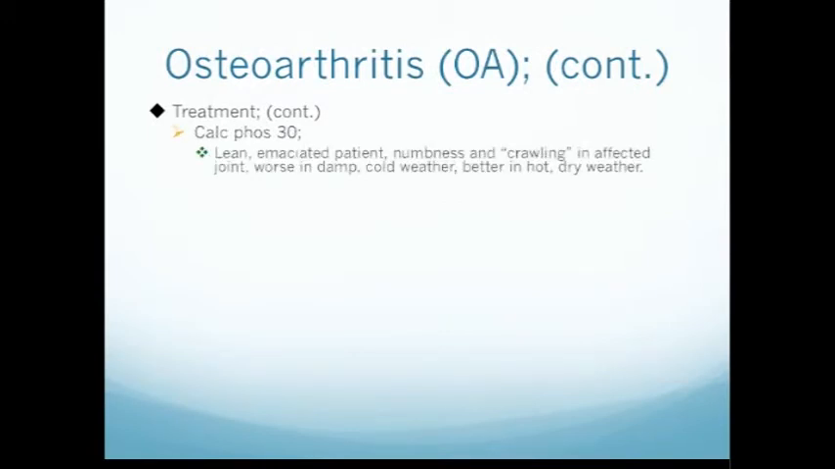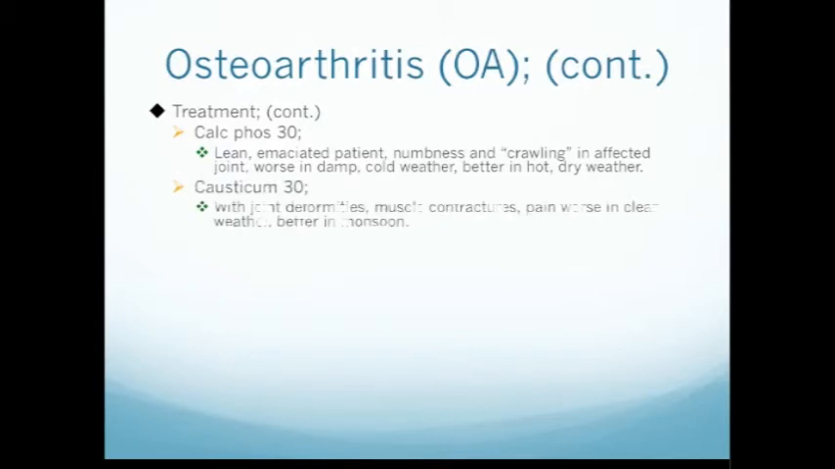Calc phos 30 is good for those lean, emaciated patients with numbness and a crawling sensation in the infected joint. This pain will be worse in damp, cold weather and better in hot, dry weather. Causticum 30 is good for joint deformities, muscle contractures, and pain worse in clear weather that improves during monsoon seasons.